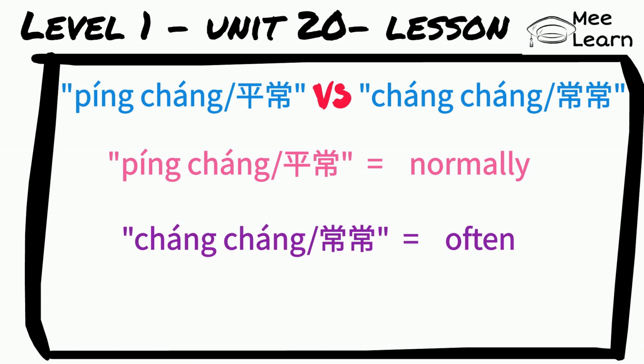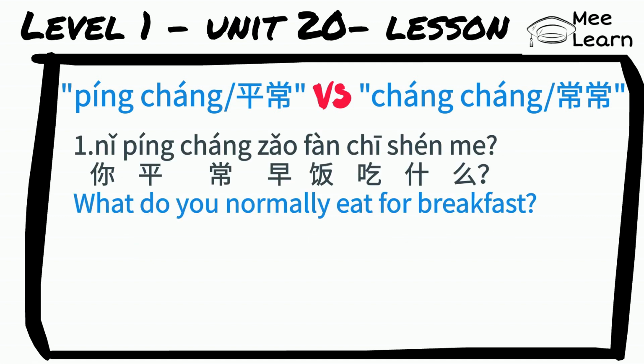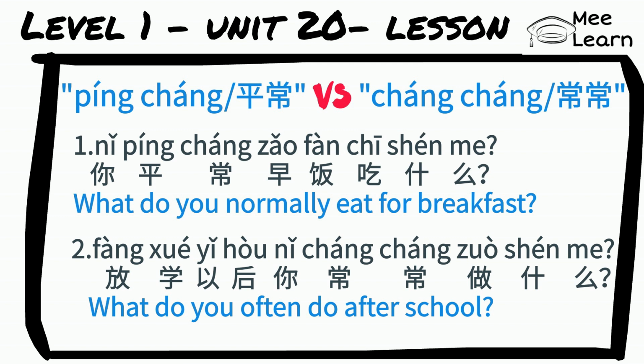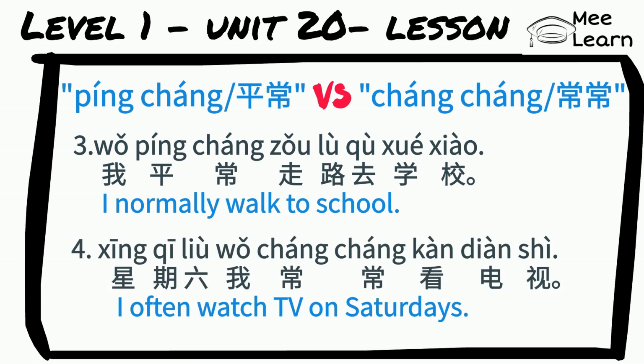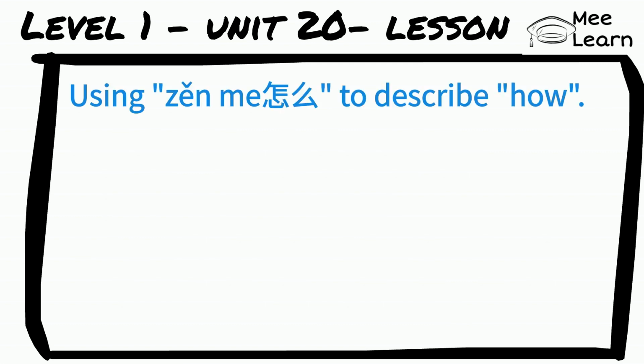We're talking about an action that is repeated frequently. For example, 你平常早饭吃什么？ What do you normally eat for breakfast? 放学以后你常常做什么？ What do you often do after school? 我平常走路去学校。 I normally walk to school. 星期六我常常看电视。 I often watch TV on Saturdays.